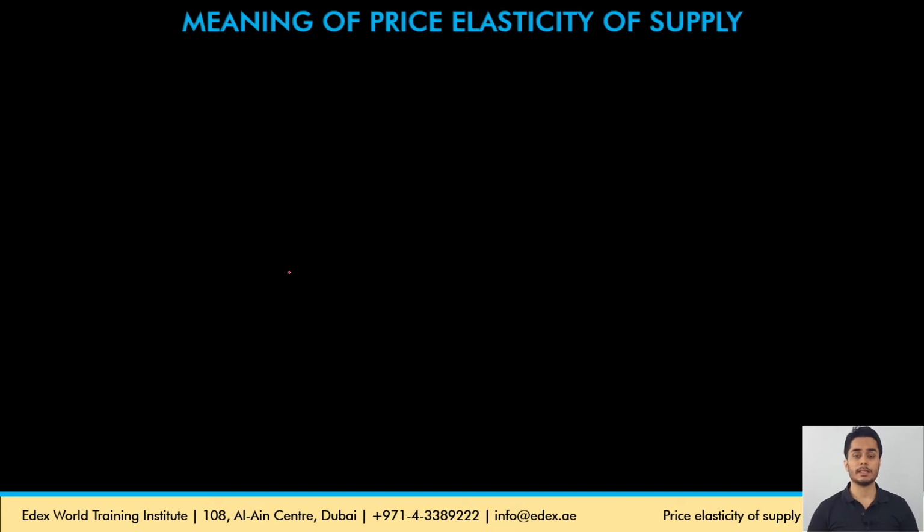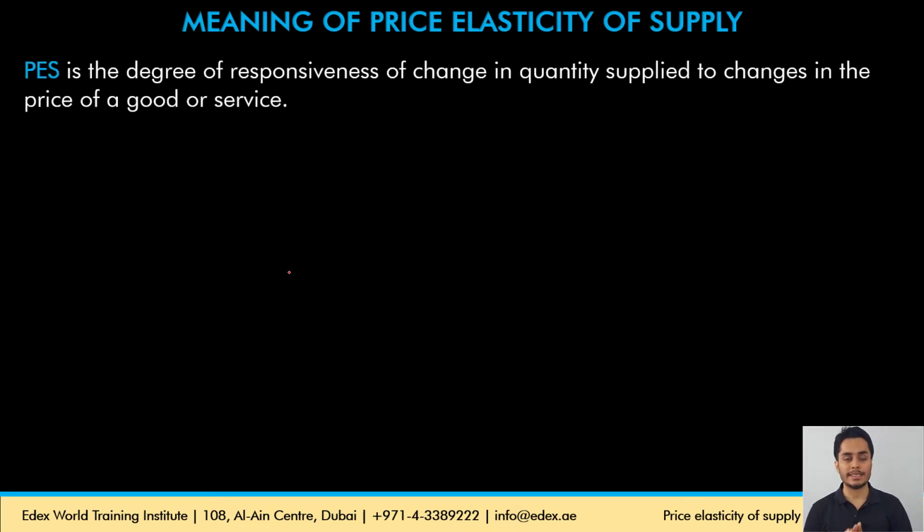So what do we mean by price elasticity of supply? Price elasticity of supply is the degree of responsiveness of change in quantity supplied to changes in the price of a product. See, the law of supply stated that the price and the quantity supplied move in the same direction. They are directly related, but the law of supply doesn't speak about the quantum of change. The quantum of change is explained by price elasticity of supply. For a certain change in price, how much would be the change in quantity supplied? That is explained by price elasticity of supply.